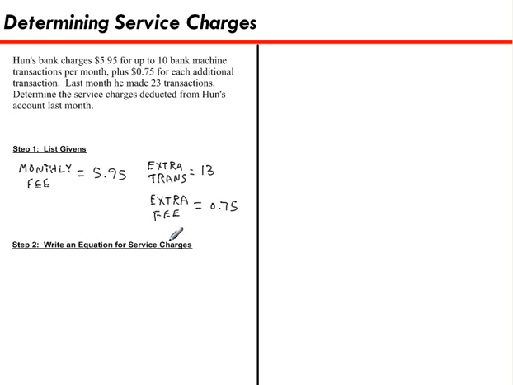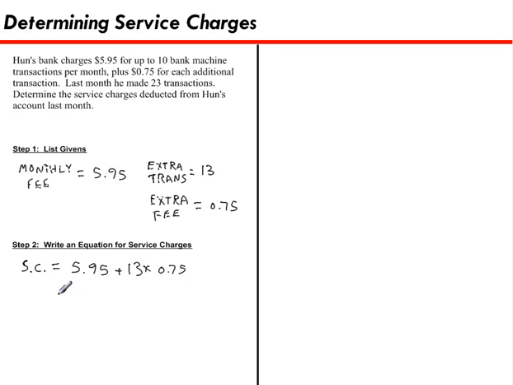Let's write an equation for the service charges. The unknown that we're looking for, well, that's the service charges. I'm just going to call that SC. And what's it equal to? Well, it's the $5.95 that gets deducted no matter what, in other words, the monthly fee. But it's also the extra money that comes out of his account. For each transaction that's extra, he gets charged an additional 75 cents. But there's 13 of those. 13 times 0.75. And that will give us the total amount of money that's deducted from his account each month, in other words, the service charges.